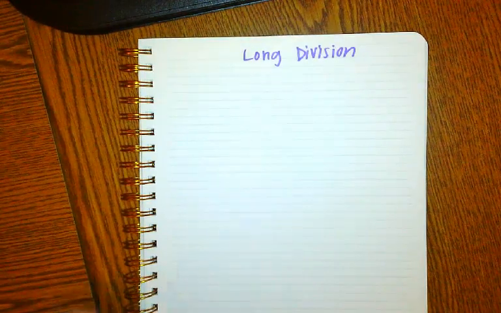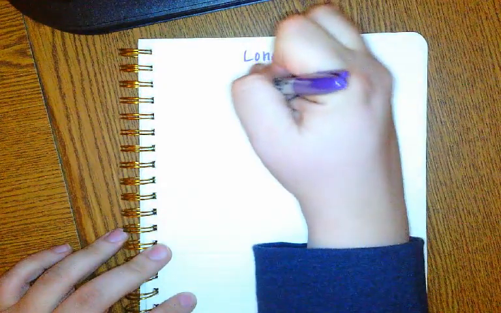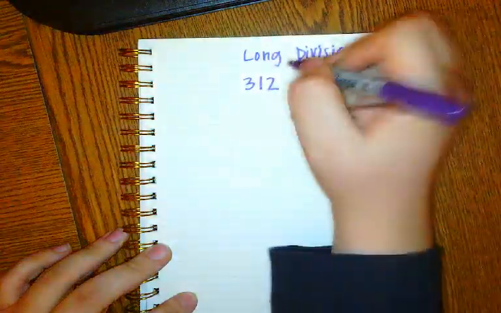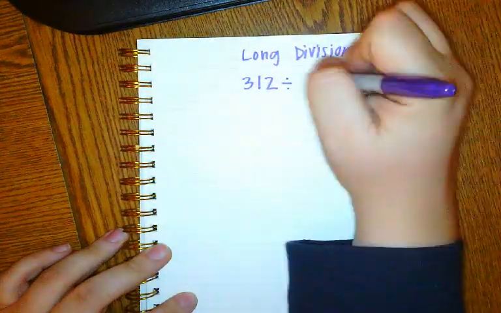So we know that we're going to take a big number and we're going to split it into groups. So for this example, we are going to use 312 divided by 4.